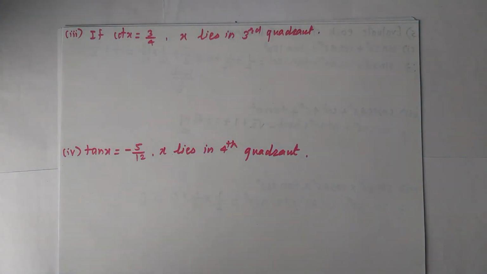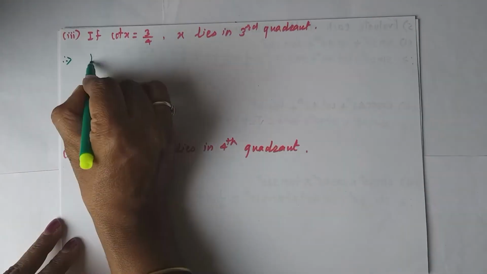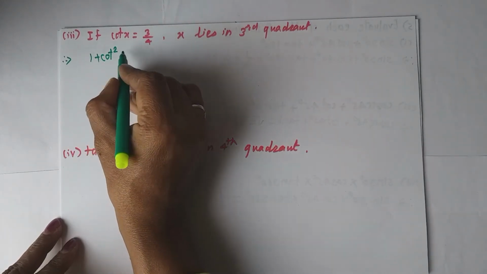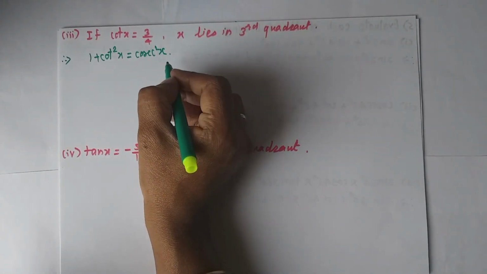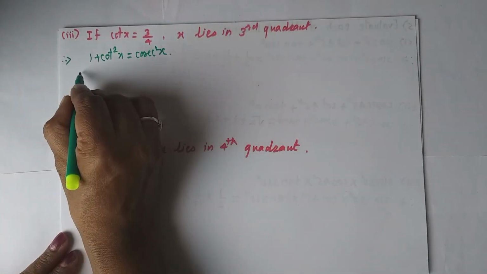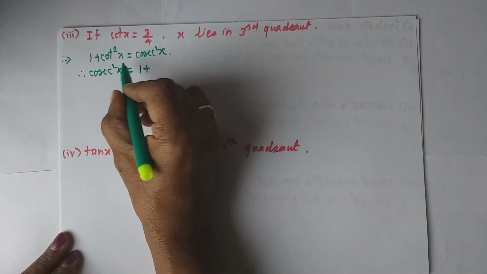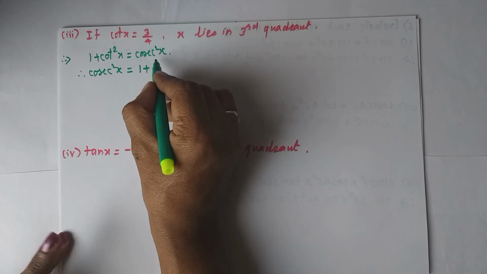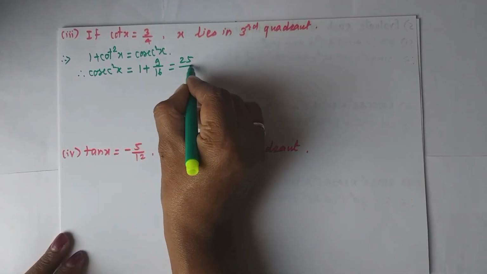If cot x is equal to 3 by 4 and x lies in the third quadrant, we have to find the remaining trigonometric functions. Okay students, we know one of the identities of cot, that is 1 plus cot square x is equal to cosec square x. We will use this identity to find cosec first. Then in cosec square x, you keep the value of cot, that is 3 by 4. If I take its square, that will be 9 by 16 and this will be 25 divided by 16.